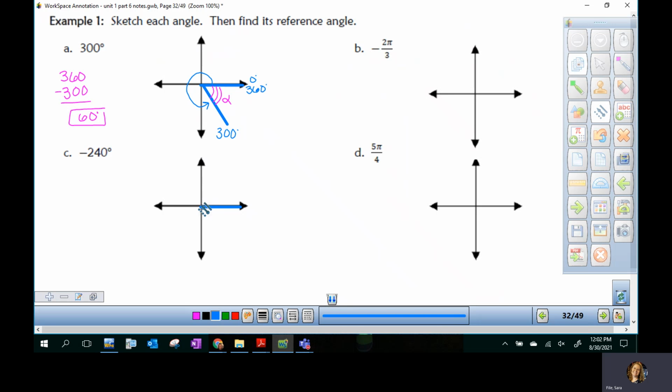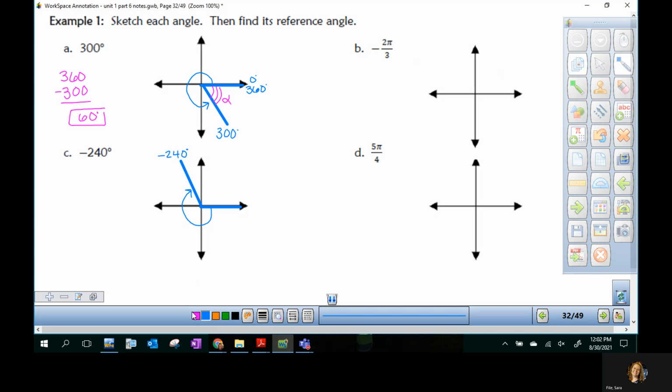Okay, so watch as my terminal side rotates. I'm going in the negative direction. There's negative 90. There's negative 180. So negative 270 would be here. We're going negative 240. So it's about right there. So in the negative direction, 240 degrees. Does that make sense now that you see it?